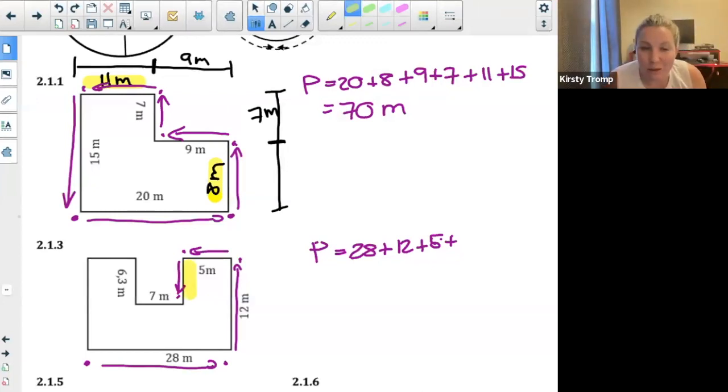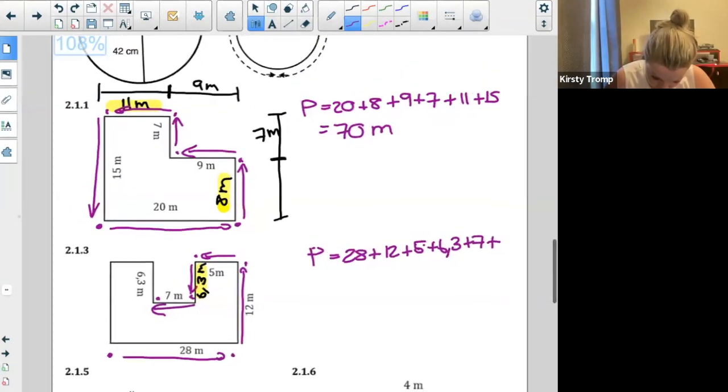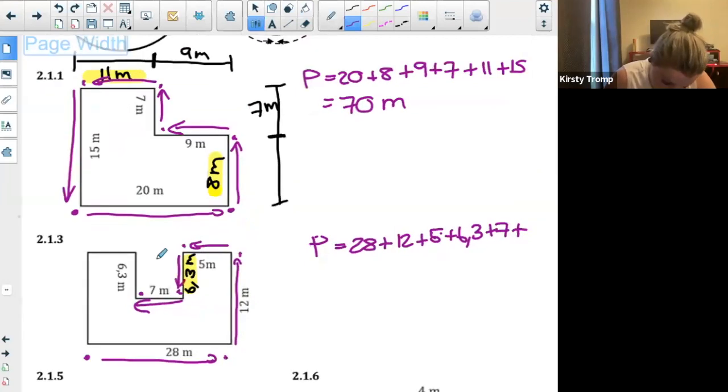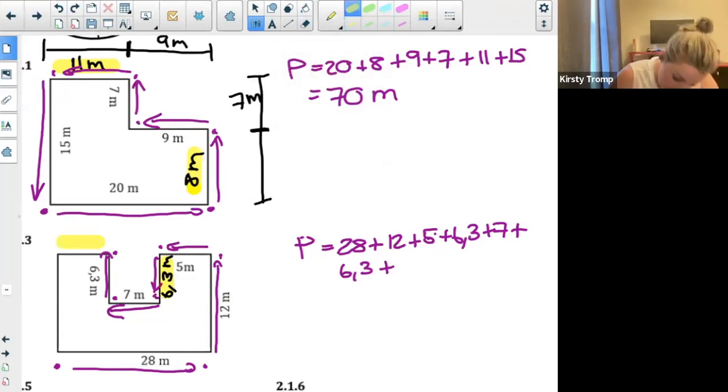No need to panic. Do we know what it is? Yes, we do. Where are we going to go get it from? Well, what's on the opposite side? 6,3 meters. So 6,3 plus. From this point to this point, it's 7 plus, oh dear, I'm running out of space, plus from this point to that point, it's 6,3 plus, now we hit another hurdle because we're missing that line there.